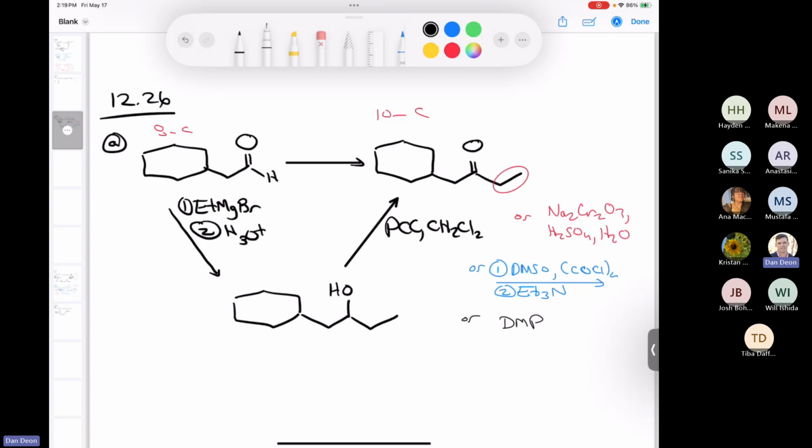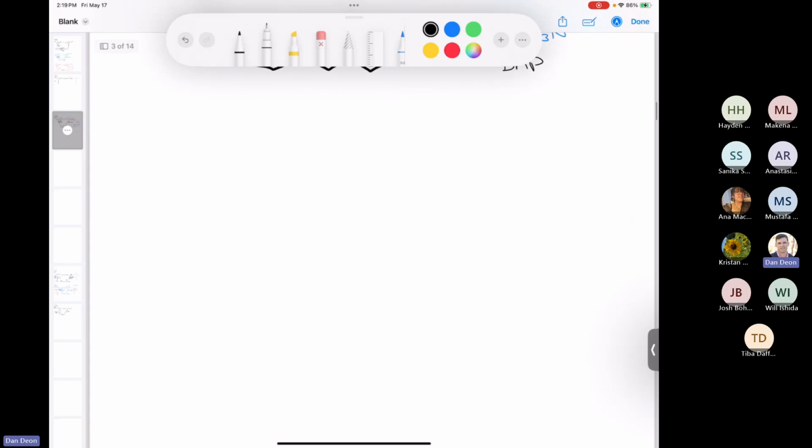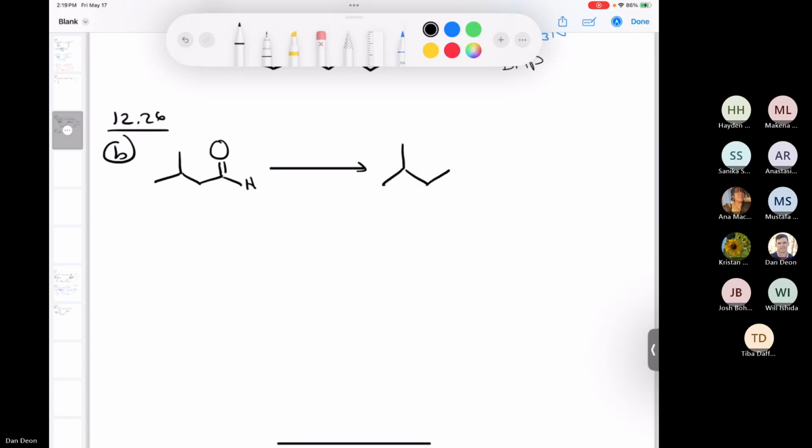Great. Awesome. Let's try another one that's in the same vein. So this is 12.26B. If we take this compound, we have something that looks like this, this aldehyde, and we want to convert it into this ketone like that. I'm sure you guys figured this one out faster than I did. Anybody have a strategy for this one?